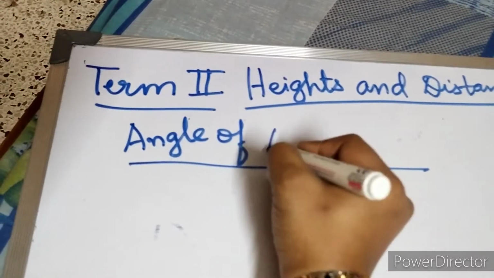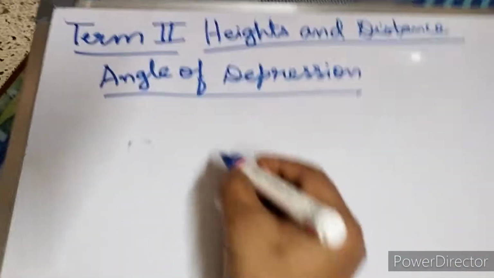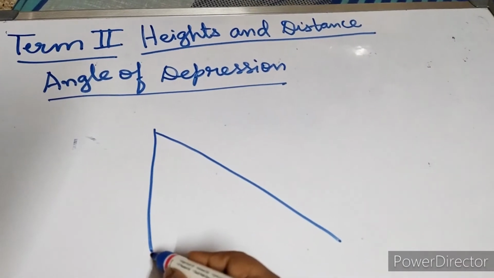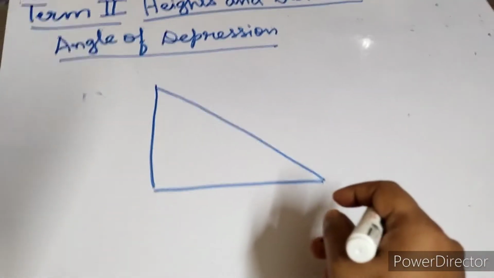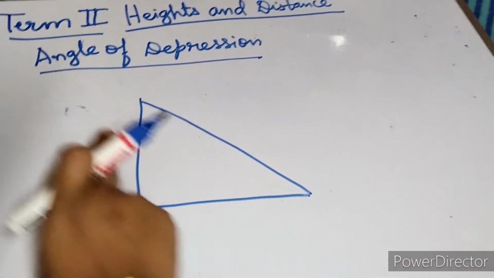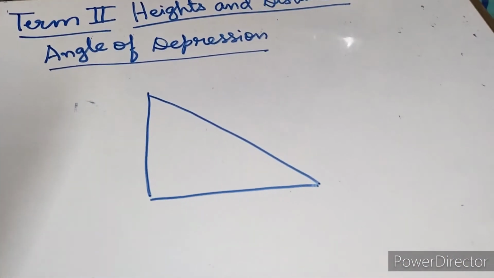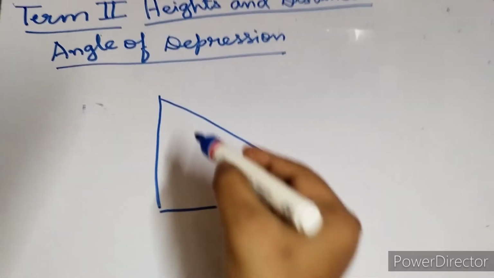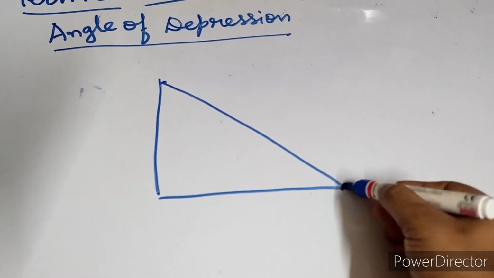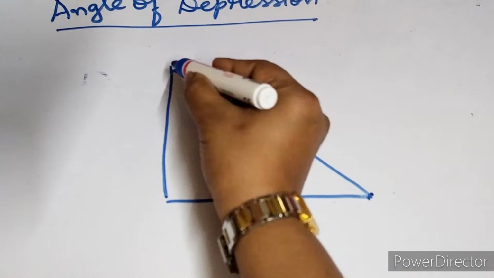Now, angle of depression. In the first case, angle of elevation was when you are in a downward position and looking upward. You are elevated, you are looking upward. And angle of depression means when you are standing here and looking downward, at something down there, maybe a sheep or anything. That time you are making an angle with the horizontal.